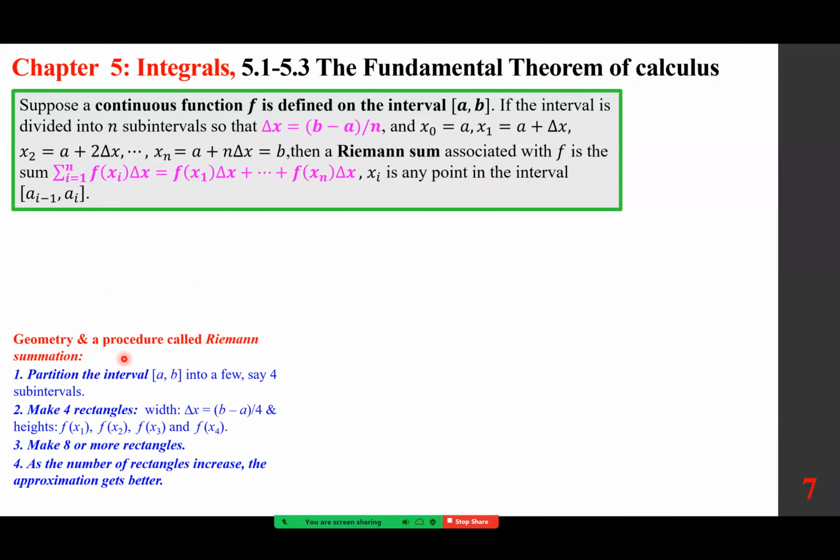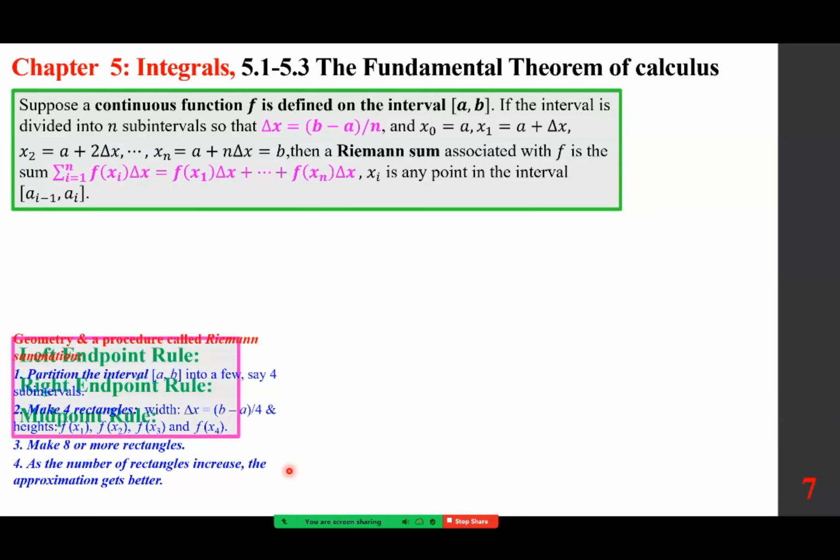So in short, what is the geometry and a procedure that is called Riemann sum. Partition the interval of a to b into, let's say, 4 subintervals. If it's 4, make up 4 rectangles. Delta x, which is b minus a over n, becomes b minus a over 4. And the heights are f of x sub 1, f of x sub 2, f of x sub 3, and f of x sub 4. We are using really the right endpoints. Then you make more, for example, 8 or more rectangles. As the number of rectangles increases, the approximation gets better.